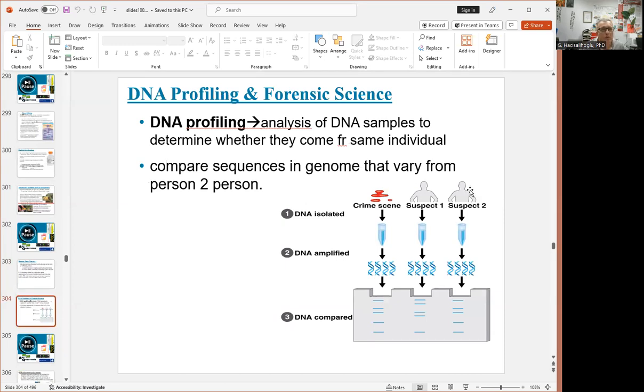DNA profiling. DNA profiling is analyzing DNA samples and comparing them with each other to see if they come from the same individual. So this can help solve crimes. Maybe in a crime scene there is a DNA sample, and if you run it in a gel, this is how DNA profiling looks. You have two suspects, and you can try to find which one has the most common DNA sequence compared to the DNA found. So it's like a DNA match, and that can help find out if these two DNA come from the same individual.